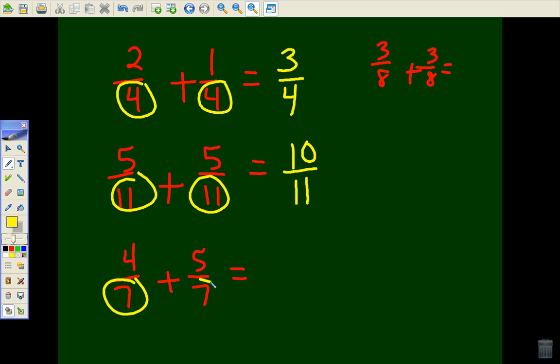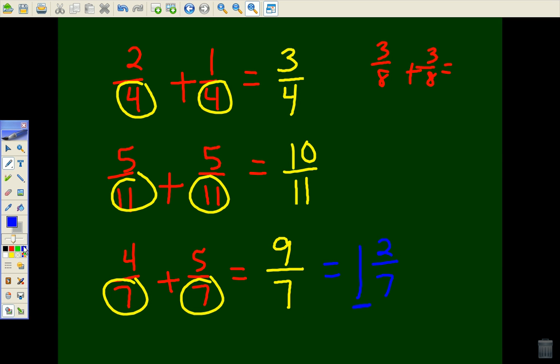Same thing here, they both have sevenths. 4 plus 5 is 9. Look at that, that's an improper fraction, so we're going to convert it to a mixed number. 7 goes into 9 one whole time, and I have 2 left over for 2/7. So I could draw that visual. 9/7. Think about it. 7/7 is one whole, and 2 left over would be 2/7. So 1 and 2/7. So you do have to convert your improper fractions into mixed numbers.